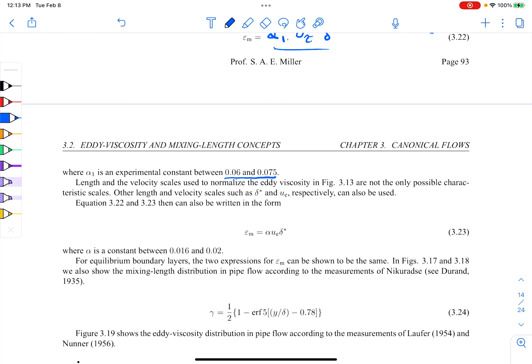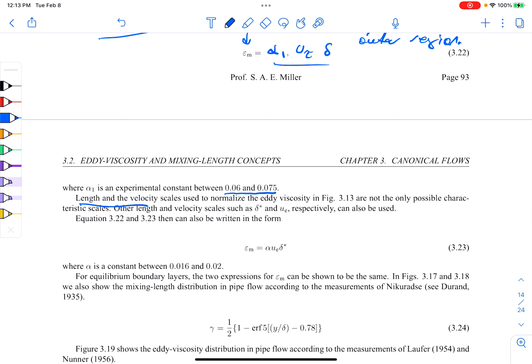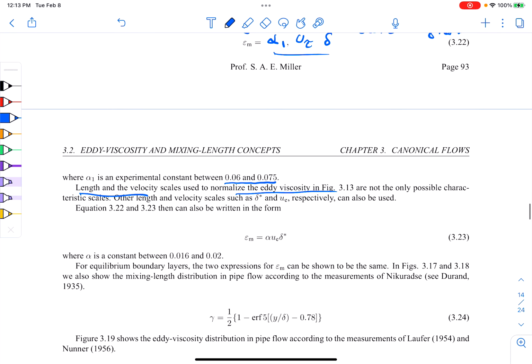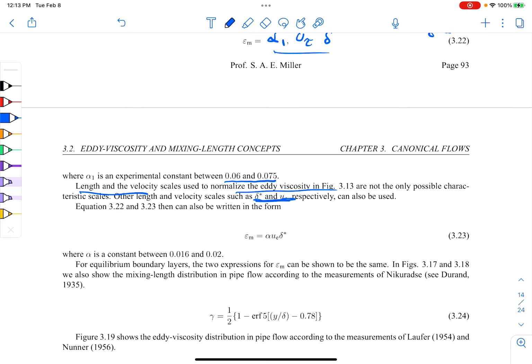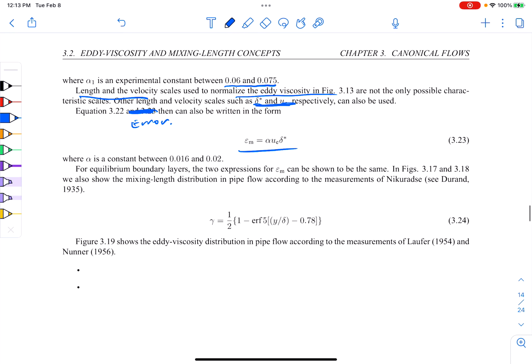So what can we do? We can try and use these new length and velocity scales, which we can derive from eddy viscosity and the length scale directly, of course, to try and normalize the eddy viscosity, which we showed in figure 3.13, right? It increases linearly and levels off. And we also have some other length scales to work with. So we might try and take equation 3.22, and I'm just going to, that was a little error, sorry. And we can also write them in this form, which is just a different form, not too important.